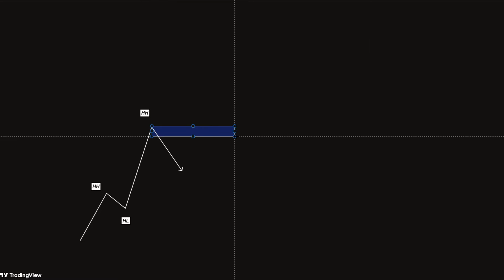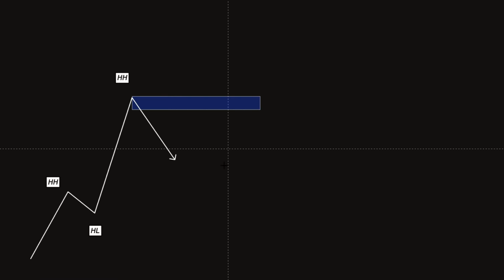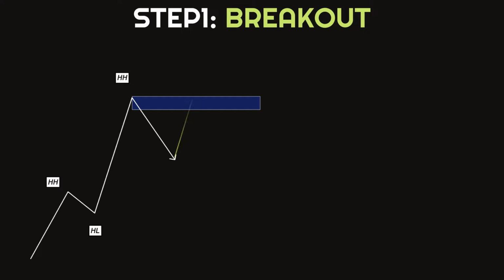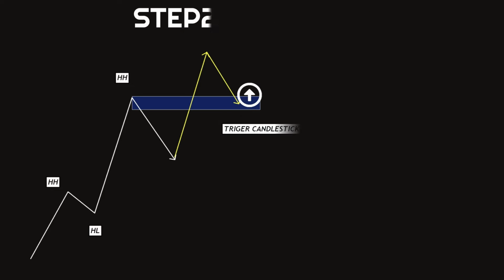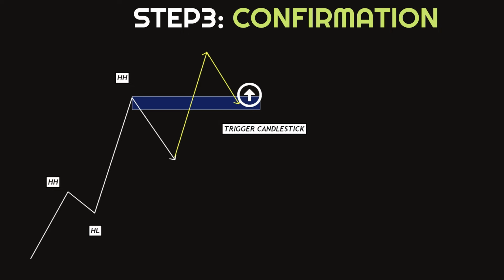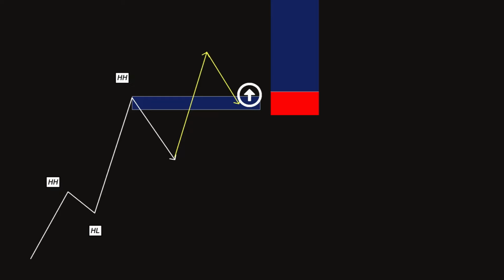Imagine we have a resistance level sitting at the higher high. Step 1, the breakout. When price breaks above the higher high, that's your first clue, but don't jump in yet. Step 2, the retest. After the breakout, we wait for the price to pull back and retest the same higher high level. This shows the market is respecting the new zone. Step 3, confirmation. We wait for a rejection candle, one that closes strong in the direction of the breakout. The close of that candle becomes our trigger to enter a buy trade.